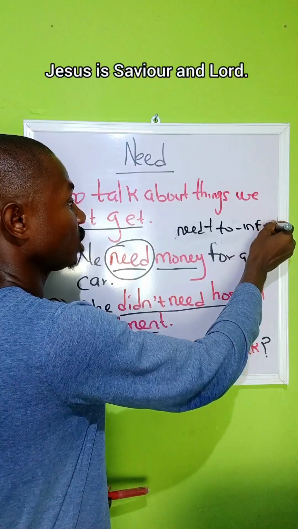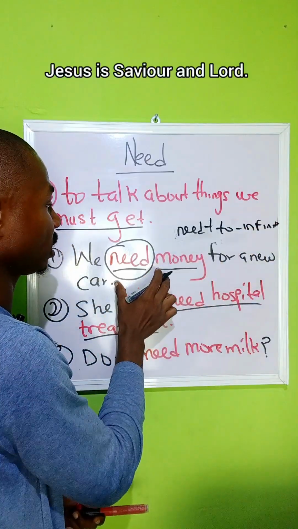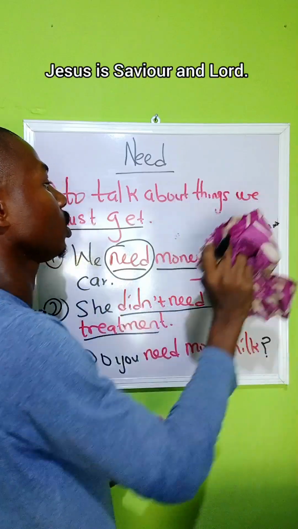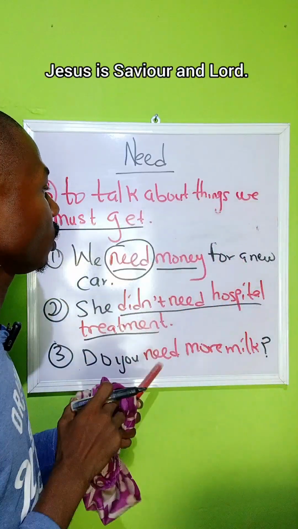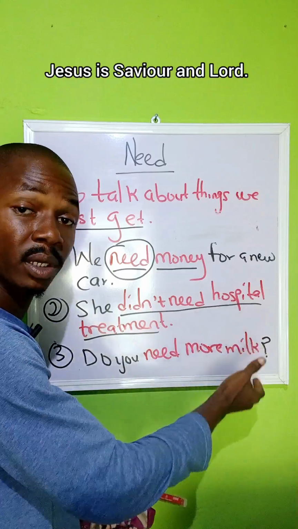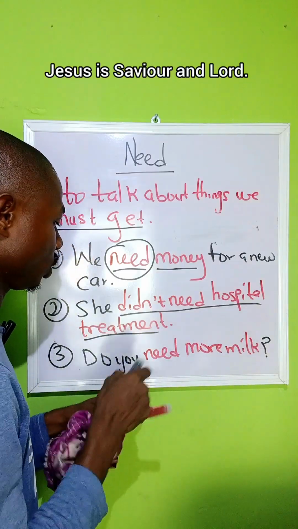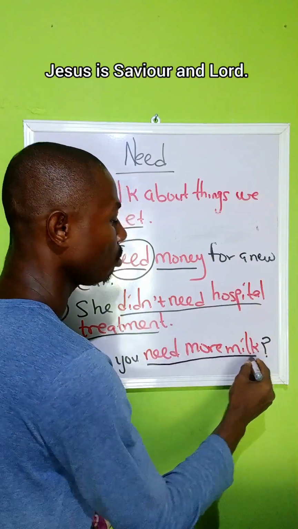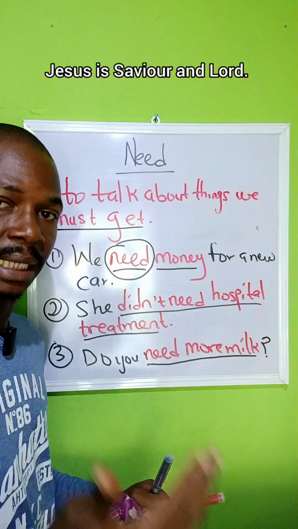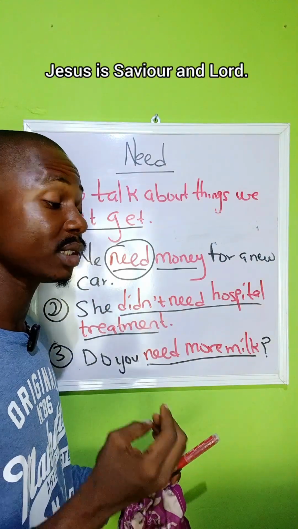Okay. So in this situation, need is acting as the ordinary verb in these sentences. I hope that's clear. All right, so let's continue. Number 3, do you need more milk? So you can see, do you need more milk? So need can be used to talk about things we must get.